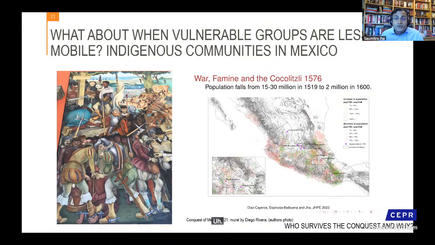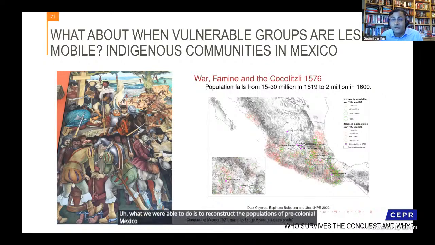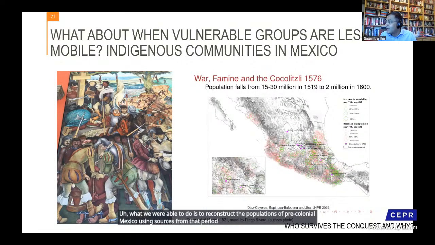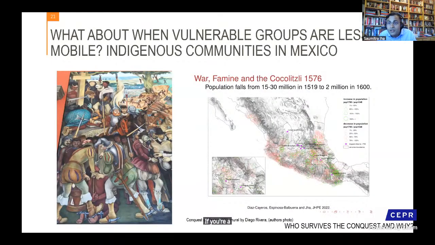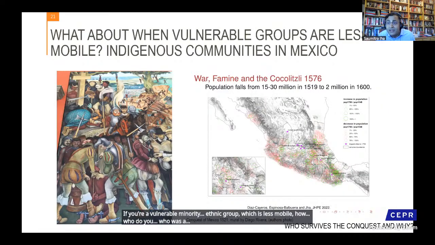What we were able to do is reconstruct the populations of pre-colonial Mexico using sources from that period, in order to understand the extent and the geographic locations of the groups that survived. And we wanted to answer this question: if you're a vulnerable, less mobile ethnic minority, who is able to survive these very grim situations, and why?